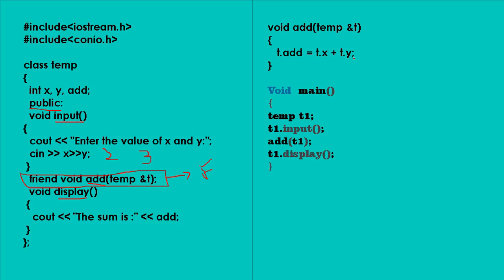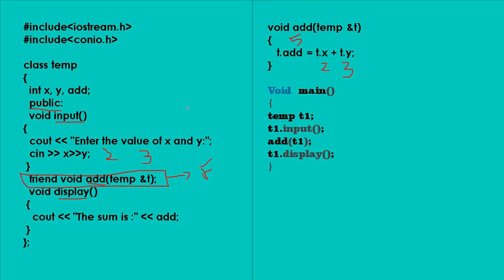So for the x value and y value, here we are given x value as 2 and y value as 3. These two values will be added and stored in add. So add contains 5, that value will be stored in add. So we are adding two numbers and storing the value. So we are finished with the friend function over here.